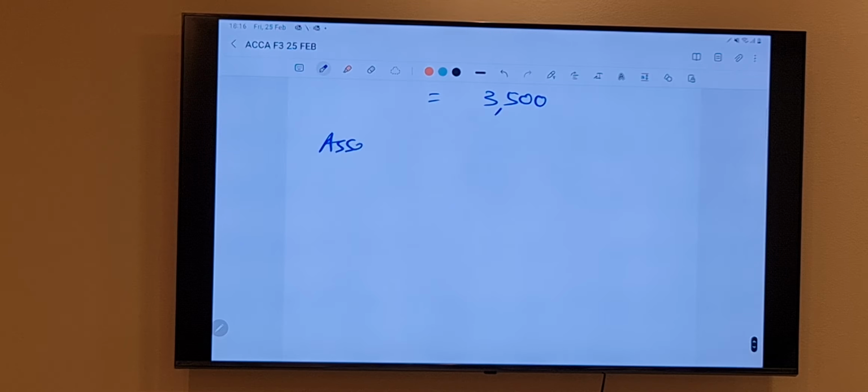Assets. Non-current assets. Now what is a non-current asset this man has? He purchased what? A motor vehicle. How much was the motor vehicle? Any change to that? Anything happened to that? No, it's running well. No accident, no problem. So, the value is 30.